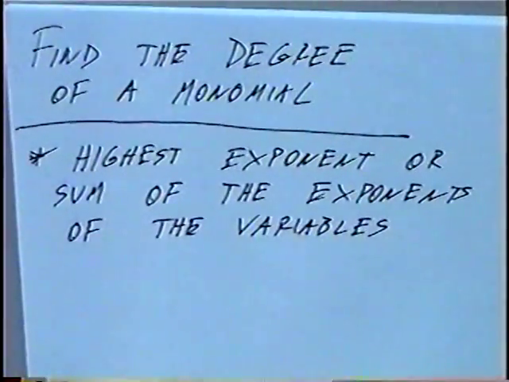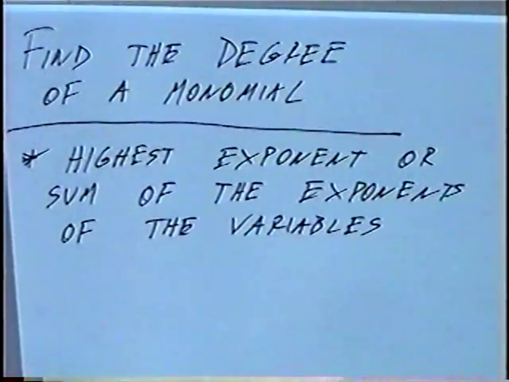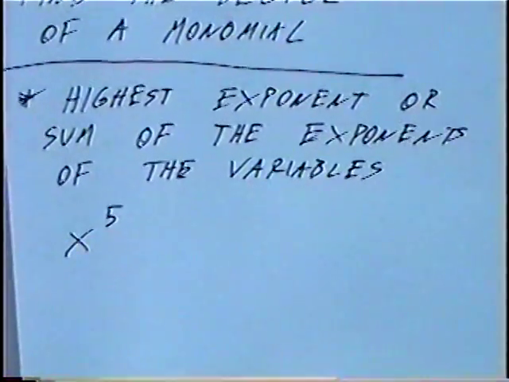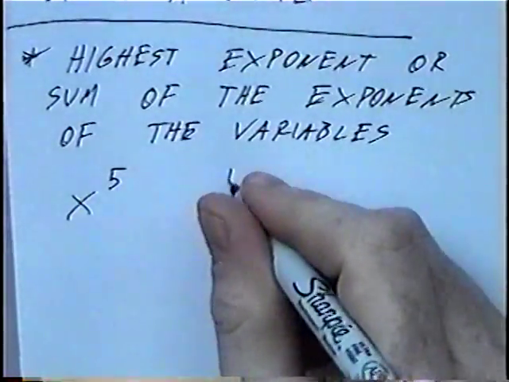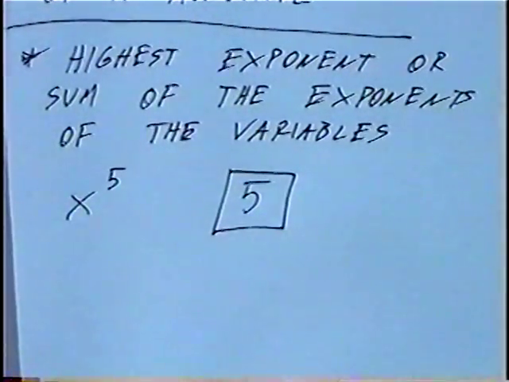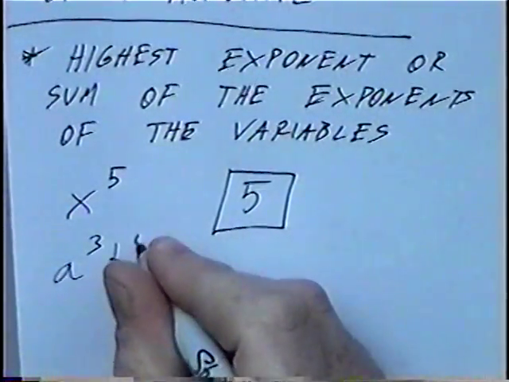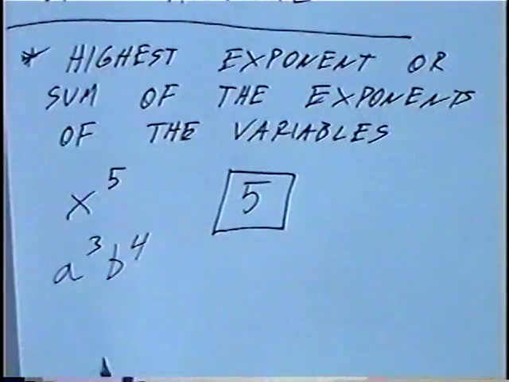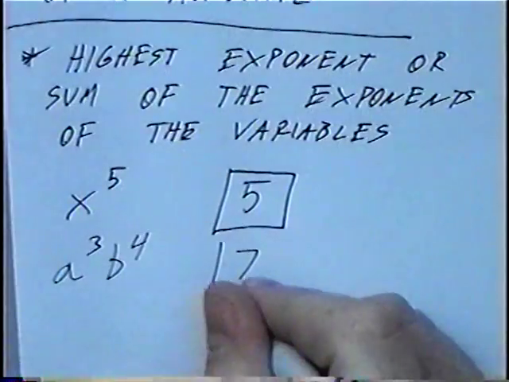So for these questions, the degree will either be the highest exponent, or if we have more than one variable, we can take the sum or add the exponents together. First question, x to the fifth power. The degree again is the highest exponent, or if we have a single exponent, the degree would be 5. Second question, a to the third power and b to the fourth power. When you have two different variables side by side, we can take the sum or add the exponents together. 3 plus 4, so the degree would be 7.